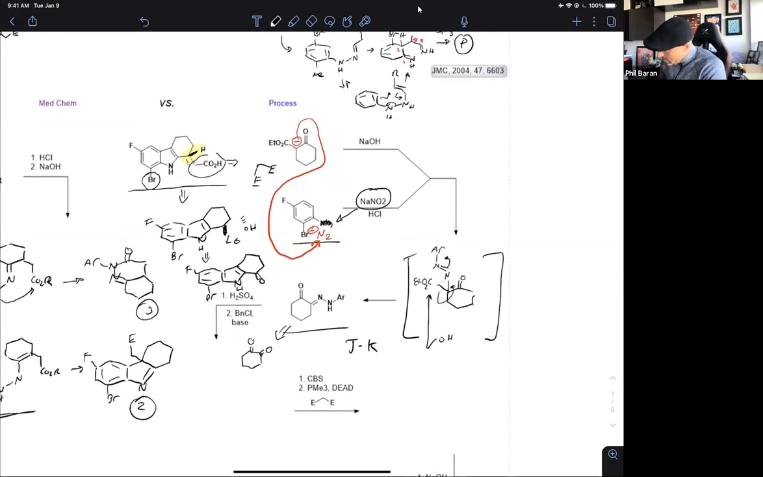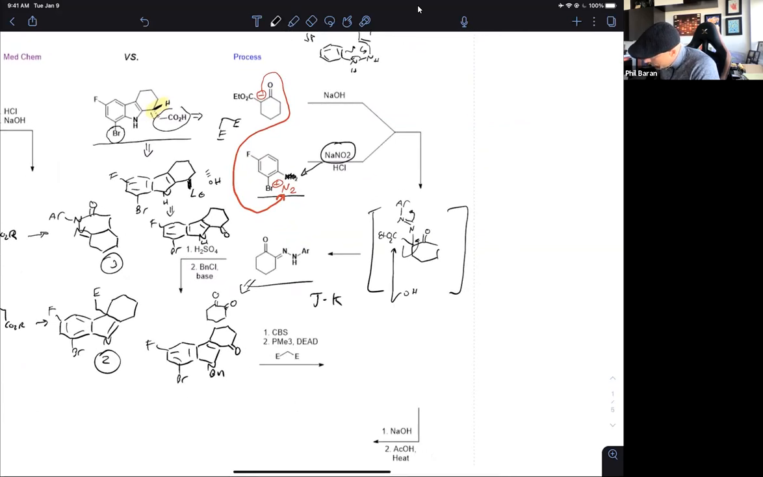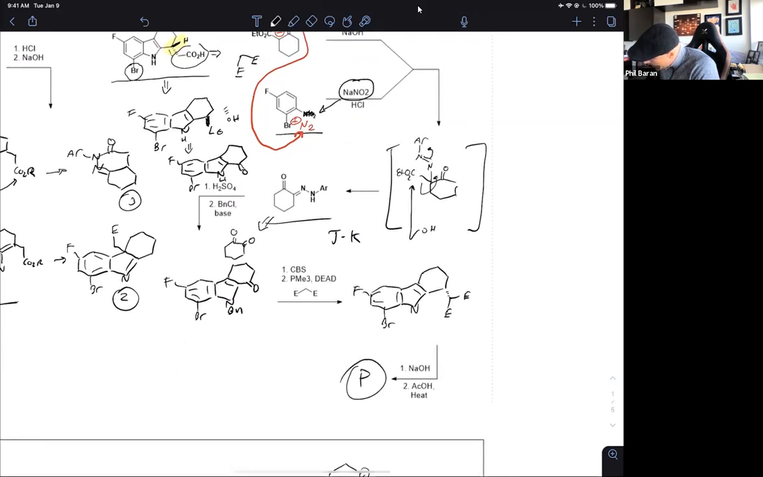a Fischer indolization, which after treatment with benzyl chloride gives the product. Subsequently, you can do exactly what we talked about before. CBS reduction takes place with very high ee. And then Mitsunobu reaction gives you this product. And then after that, decarboxylation and removal of the benzyl group gives you your product.